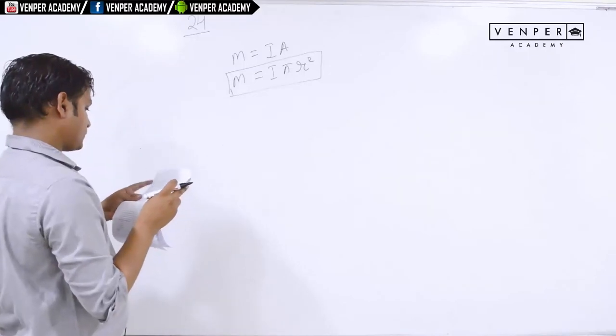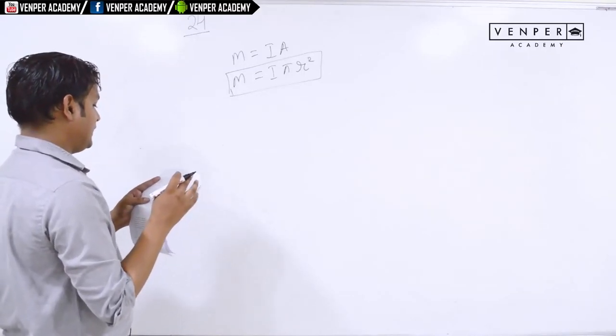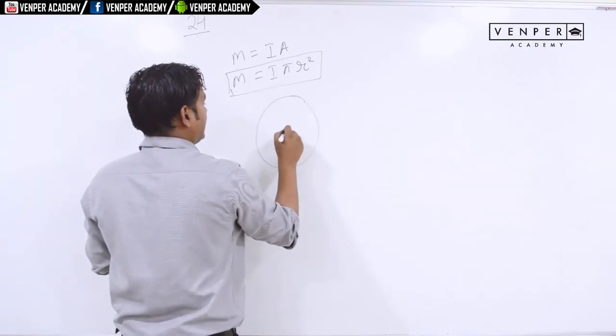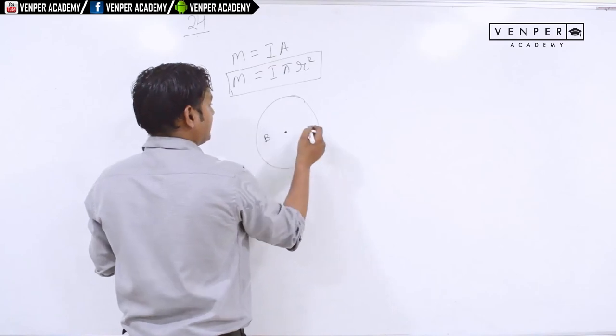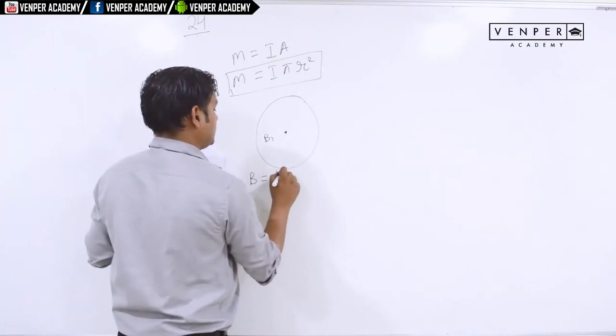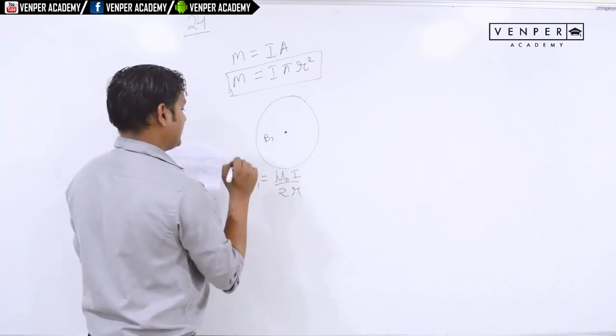Clear? Next thing, what they are saying: the magnetic field at the center of the loop. Here the magnetic field is B. We know that B1 is given. So B1 is equal to mu naught I upon 2R. This is your B1 value.